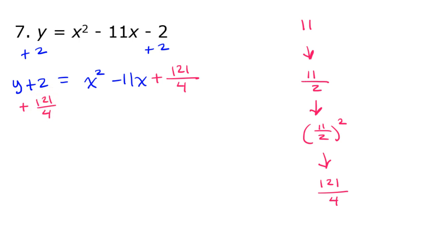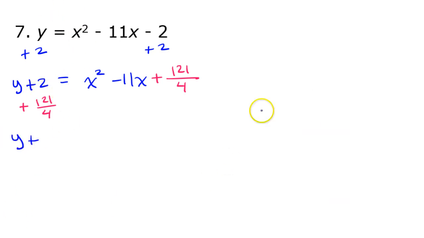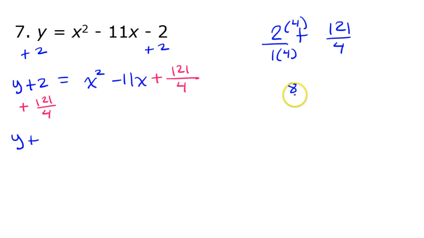Okay, let's go. So I'm going to have y plus... Now I need to add these two together. I need like denominators. So this is going to be 8 over 4 plus 121 over 4. So that's 129 over 4.